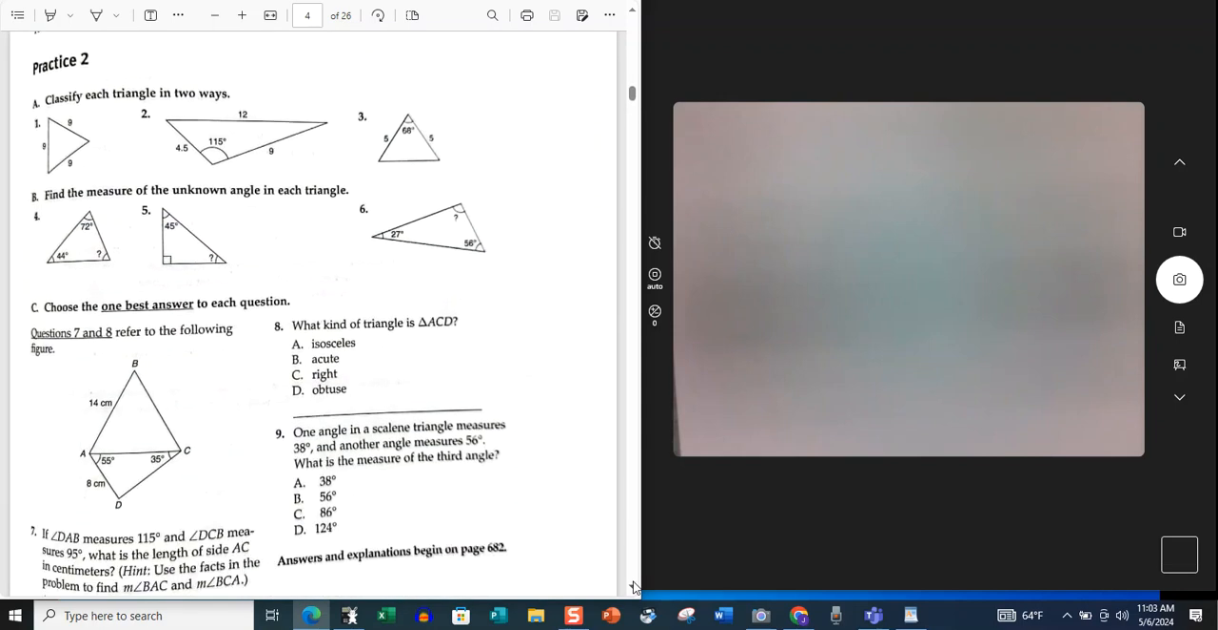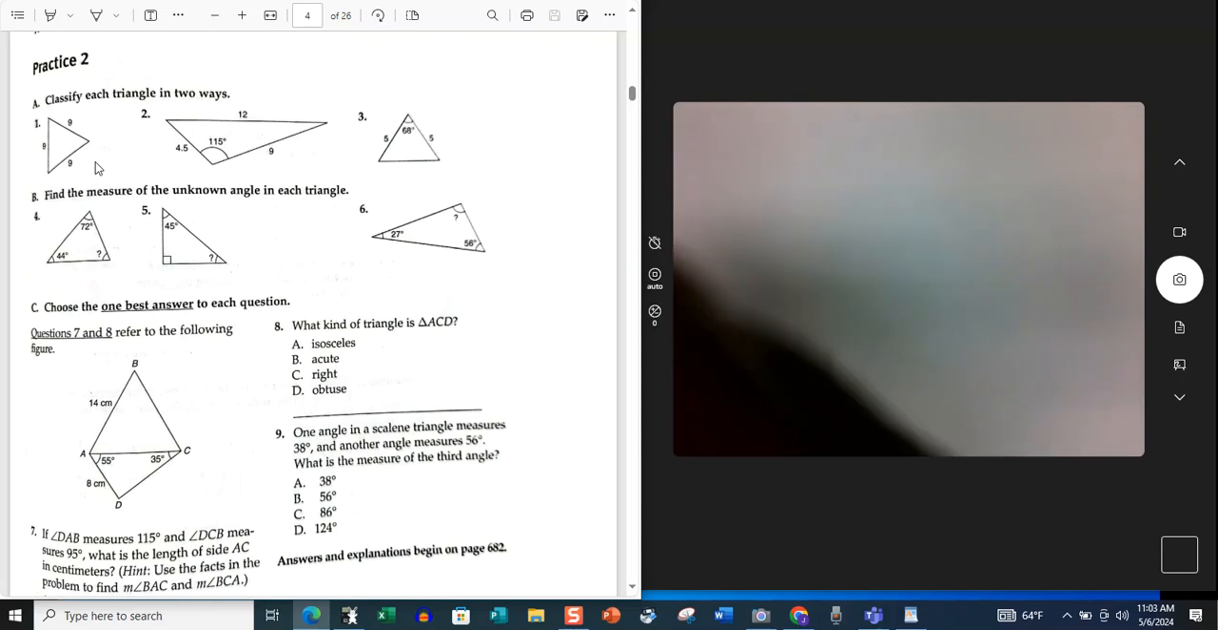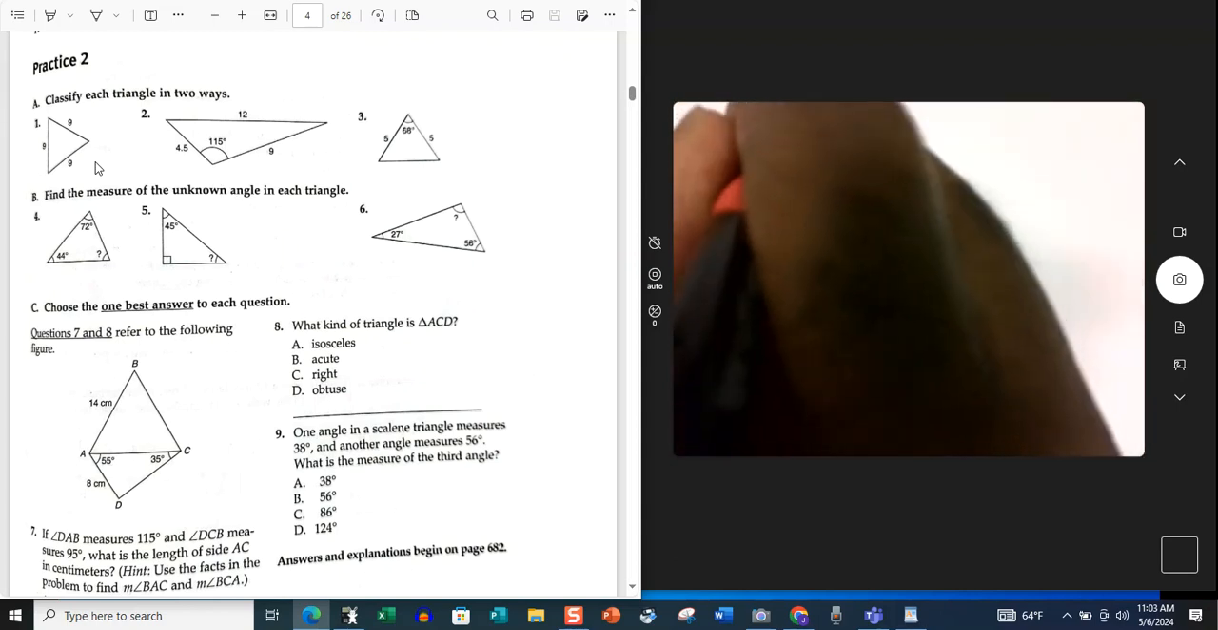Now we come here. Practice 2. It says classify each triangle in two ways. Now if you notice here with number 1, all the sides are equal. So we know it's equilateral.